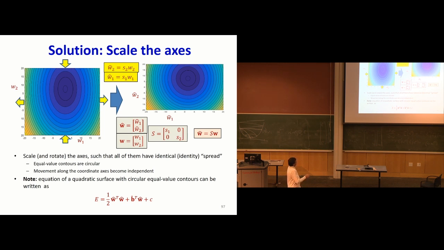So for perfectly circular contour plots, the corresponding quadratic is going to have an equation of this form, where you have no matrix A in between. It's just a perfect quadratic. This can be expressed as the sum of several circular quadratics. So you want to somehow transform the W's into W hat by scaling the individual W's, such that the resulting error function expressed in terms of W hat has this form.